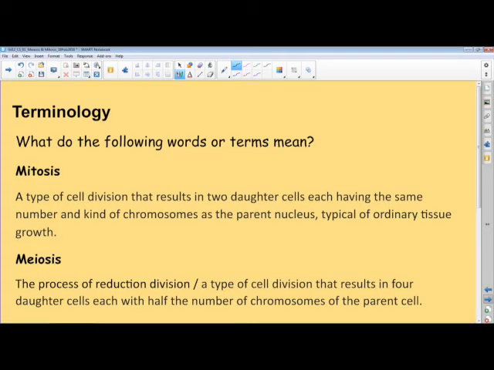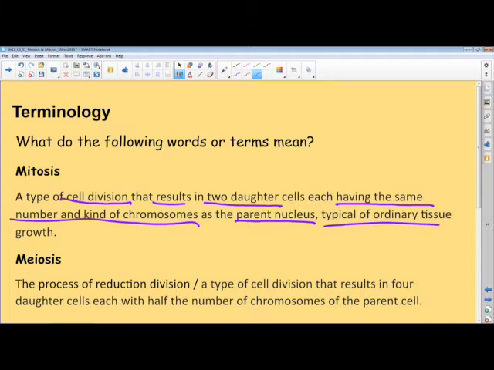The first one, mitosis. Now I'm going to change color pens here. If we have a look at mitosis, it's a type of cell division that results in 2 daughter cells, each having the same number of chromosomes as the parent's nucleus. And so far, these words you're understanding, right? And typical in ordinary cells, so your muscles, your skin, all that type of thing, and it's also for growth.